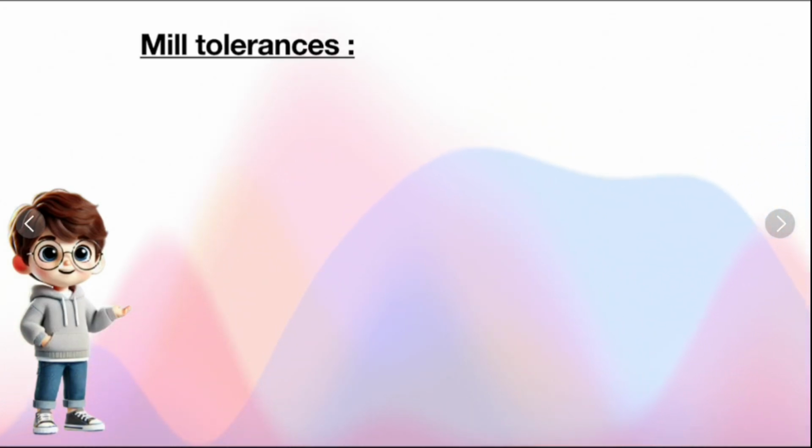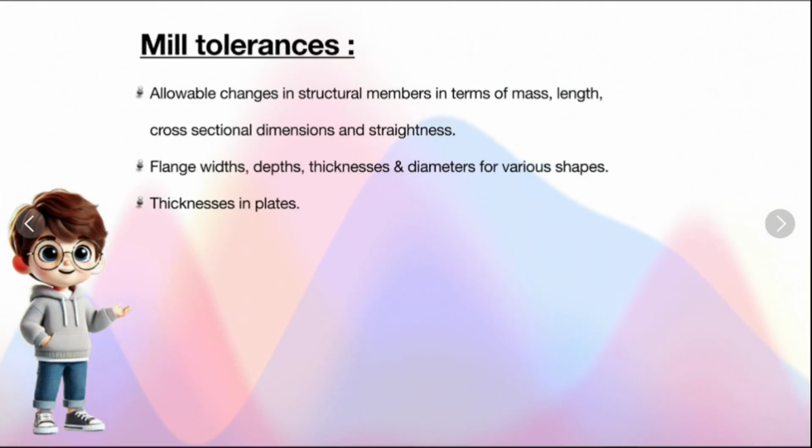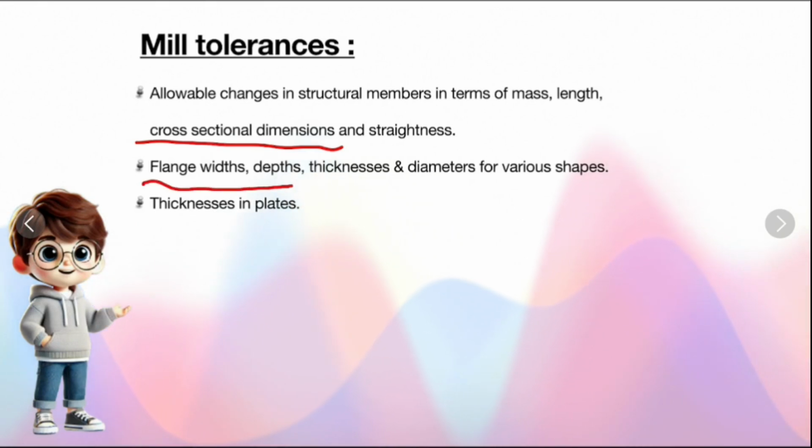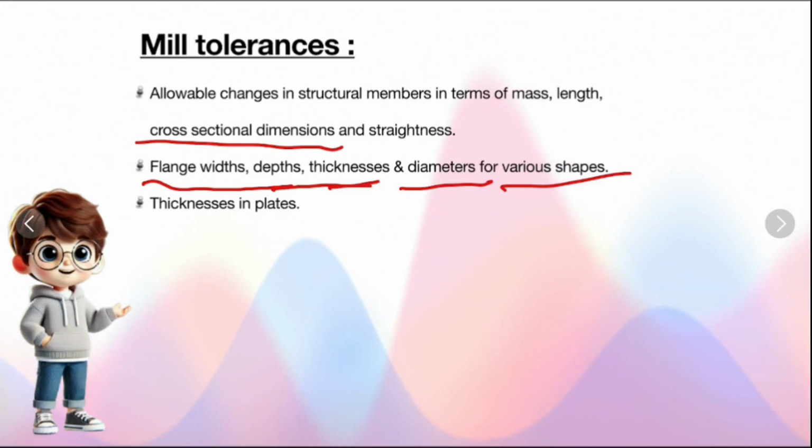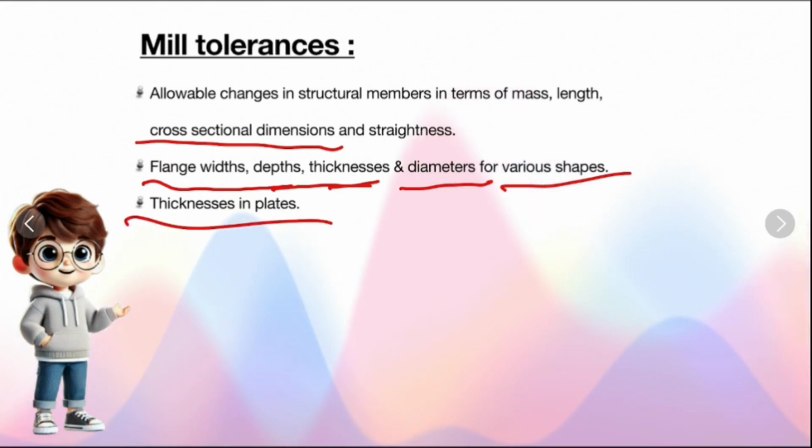Now, what are mill tolerances? Allowable changes in structural members in terms of mass, length, cross-sectional dimensions and straightening. These cross-sectional dimensions refer to flange widths, depths, thicknesses, and diameters for various shapes. Also thicknesses in plates.